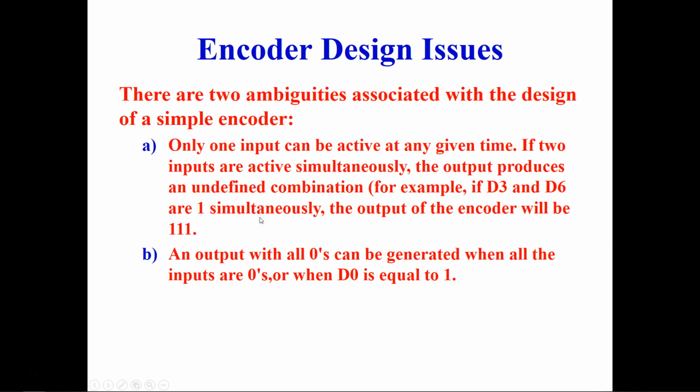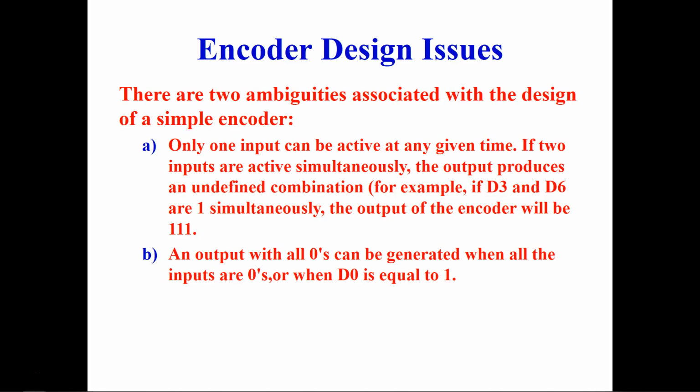Now let's see next. Now, there are some issues with the encoder design which we saw previously, and there are 2 ambiguities associated with the design of a simple encoder. First is only one input can be activated at any given time. If 2 inputs are activated simultaneously, the output produces an undefined combination. So for example, if D3 and D6 are 1 simultaneously, the output of the encoder will be 111.